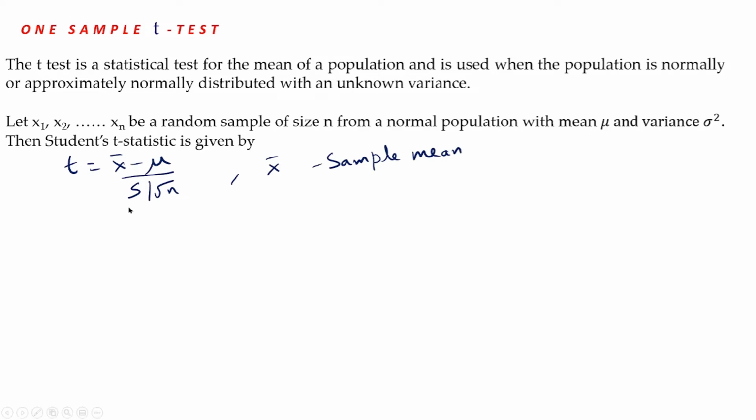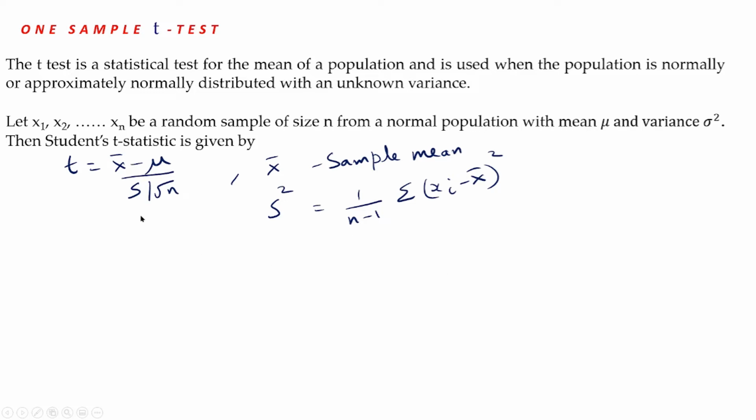And the value of S square is given by 1 by n minus 1 summation xi minus x bar the whole square. So if the sum of squares of deviation from the mean is given or if the sample observations are given, then we can use t is equal to x bar minus mu upon capital S by root n, where S square is given by 1 by n minus 1 summation xi minus x bar the whole square.